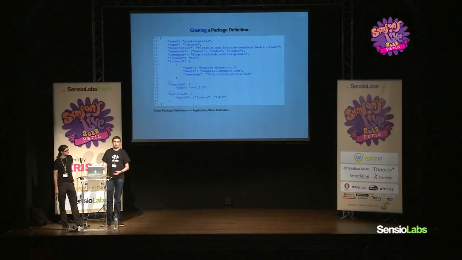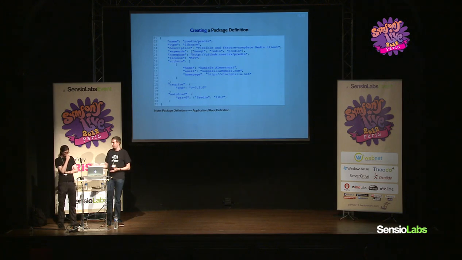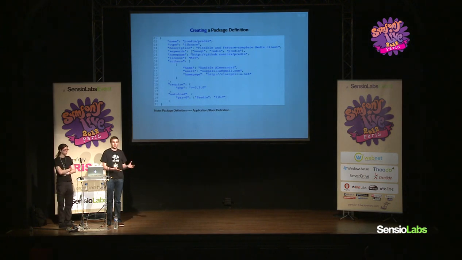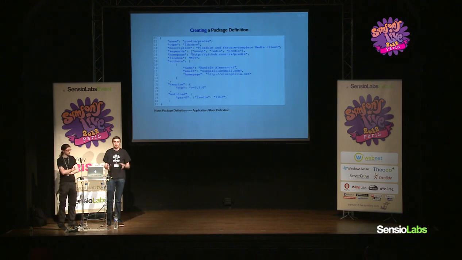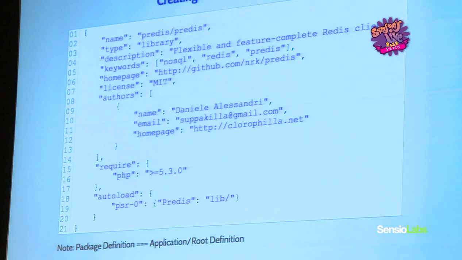You can also require a particular PHP version, which is what happened here. And the last part defines autoloading for your package, which is handled automatically by Composer. We'll get, again, into the details just after this. But basically what this says here is that the Predis namespace will be loaded from the lib directory inside of this project. And as the note below says, a project root definition, like we saw before, and a package definition for something you publish is exactly the same file and same location.